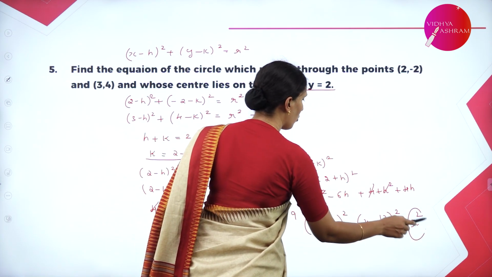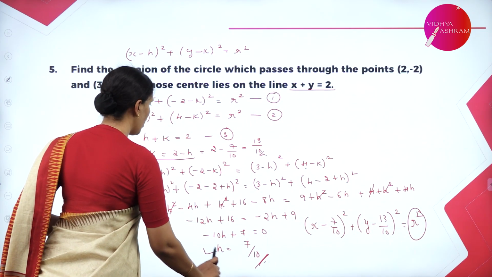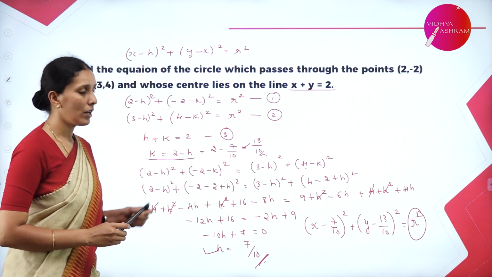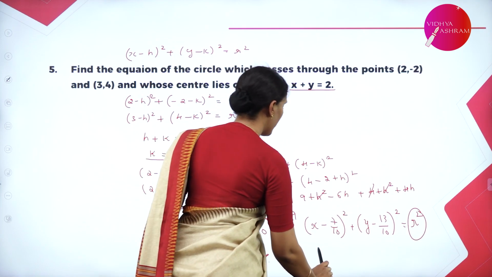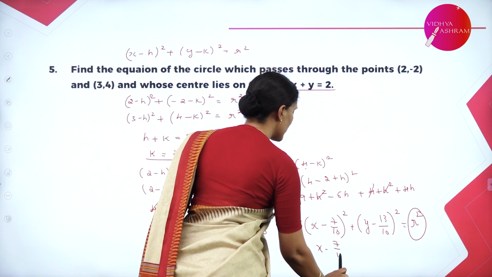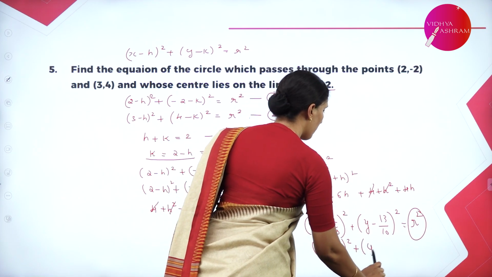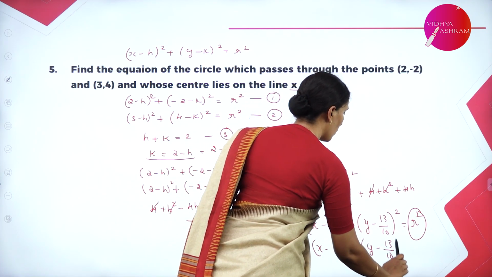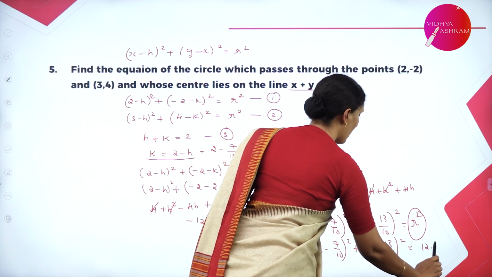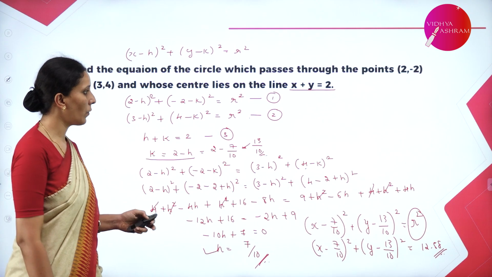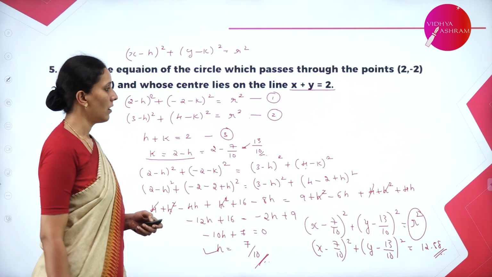Now to find the value of r, we can substitute the value of h and value of k in any one of the equations. Then the general equation of the circle can be written in the form of (x minus 7 by 10) whole square. We can also reduce this in the decimal form. (y minus 13 by 10) whole square is equal to 12.58 after expanding. So that is the required equation of the circle.